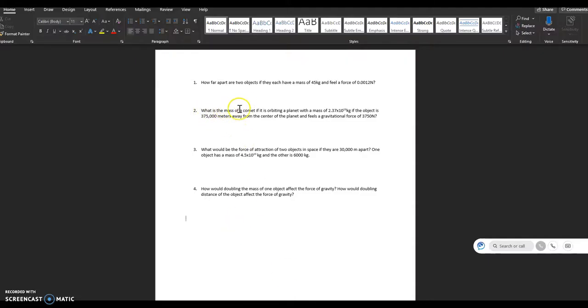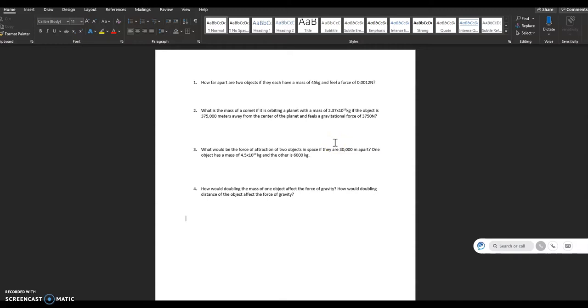So number 2 says, what is the mass of a comet if it is orbiting a planet with a mass of 2.37 times 10 to the 19th? If the object is 375,000 meters away from the center of the planet, and it feels a gravitational force of 3,750. So looking at this, I'm just going to do knowns and unknowns, and then we'll move back to my writing. So I have knowns and unknowns.